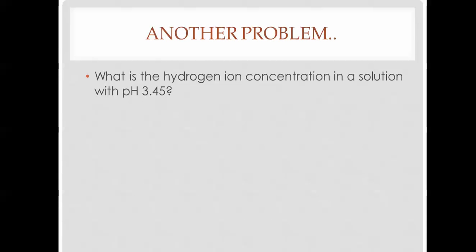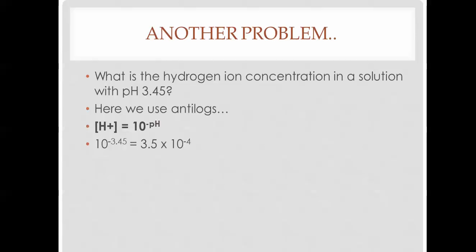Okay, so here's another problem. What if we need to go from pH back to hydrogen ion concentration? Well, we just need to reverse the process, and we're going to use antilogs. So that's another one of the handy equations from the handy equation list. We're going to make the number negative, and we're going to take the antilog. It's basically 10 to the negative 3.45 power. That's exactly what it is.